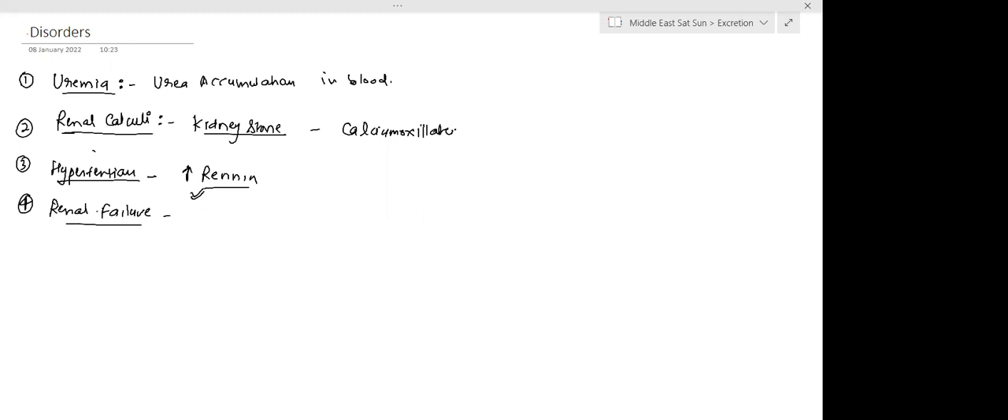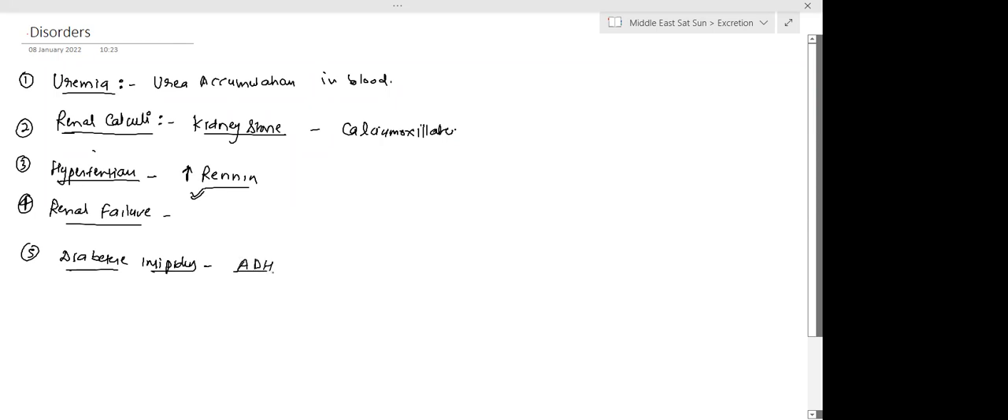Next is diabetes insipidus, which you call diabetes normally. Diabetes insipidus. Deficiency of ADH leads to diabetes insipidus.